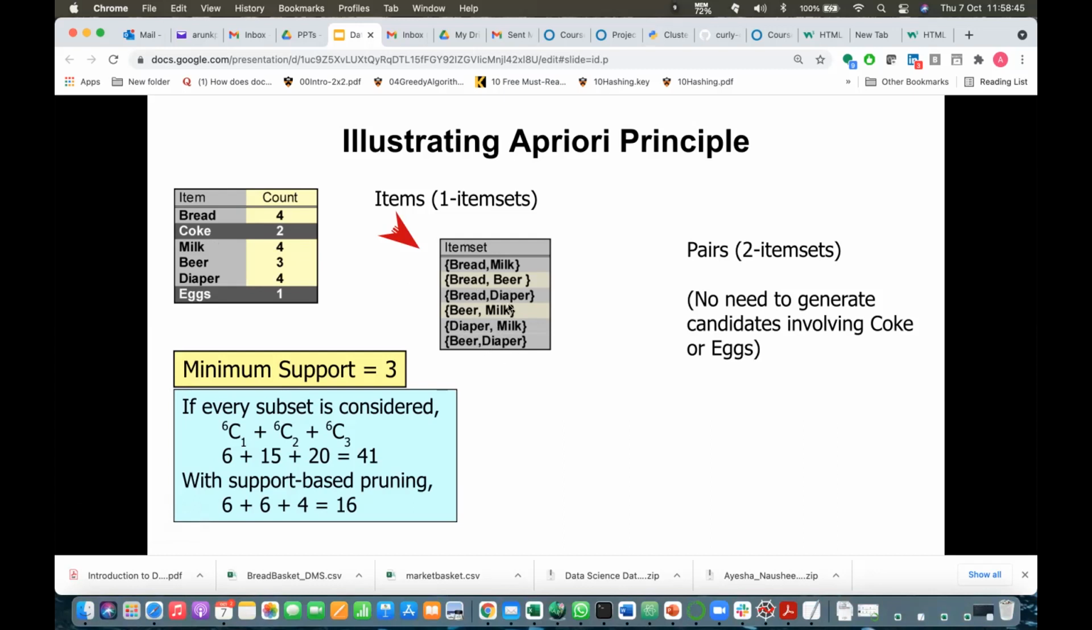These are the frequent item sets. So they are not considering milk and bread because bread and milk already came. So you don't need to write 2 times that. So all combinations of these frequent item sets only are taken now. Right. Then pairs of 2 item sets. So no need to generate candidates involving Coke or X because they are infrequent.